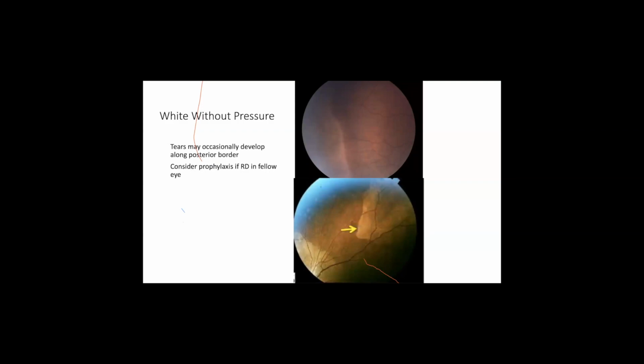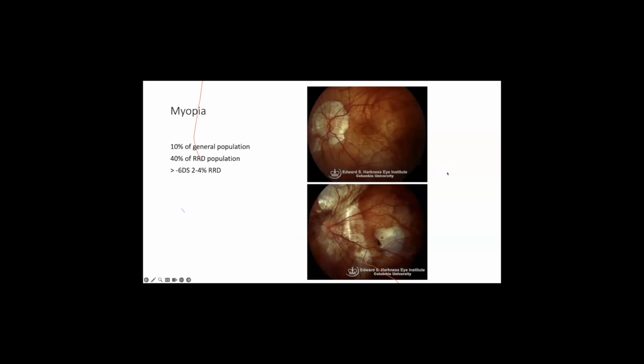Initially, there was some thinking that there might be tears developing along the posterior border. I think that this thinking is changing because it's just so common now. We see it so frequently that I think we would realize if there was a specific problem. Myopia is something we should be aware of. In most countries, it's 10% of the general population. I know that in Asia it's a bit higher, but it's 40% of the RD population. And the higher the level of myopia, the relative risk is slightly higher as well.